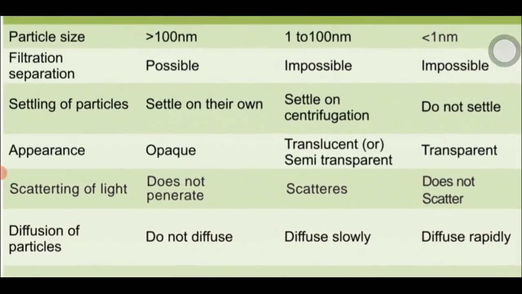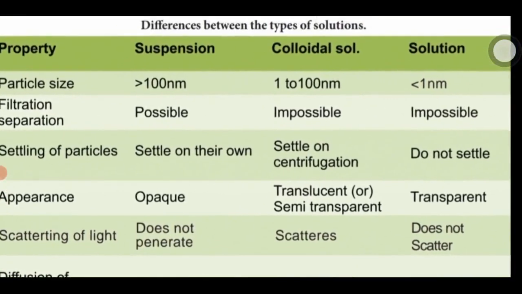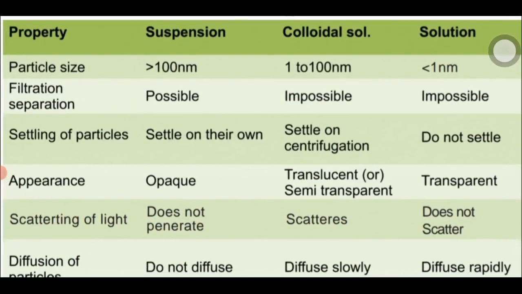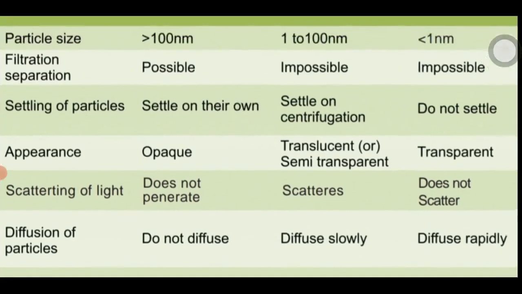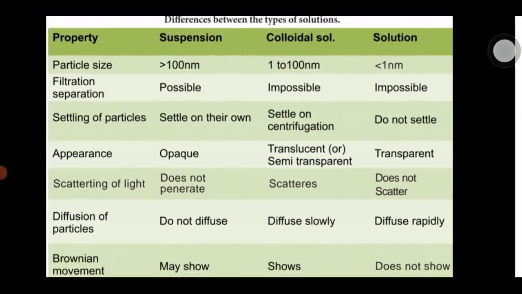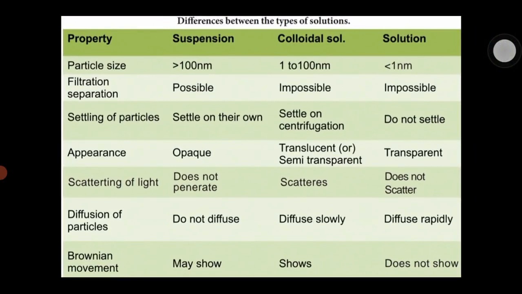Scattering of light. A suspension does not let light penetrate; it is opaque. True solutions do not scatter light. Only colloidal solutions scatter the beam of light. Diffusion of particles. The suspension does not diffuse because the particle size is larger. In a colloidal system, particles diffuse slowly because the particle size is medium. A true solution diffuses rapidly because the particle size is less than 1 nanometer.